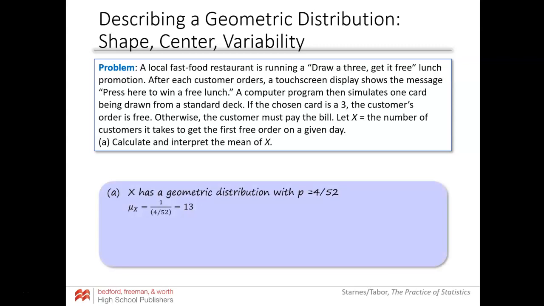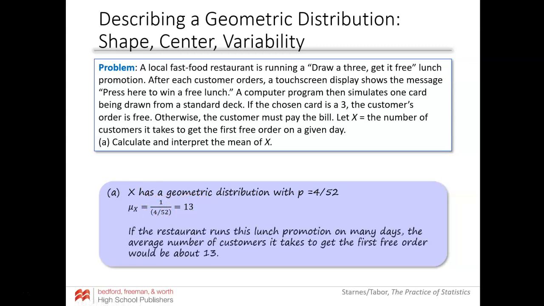So this is a geometric distribution because we don't know. It could be the first customer, it could be the third customer, it could be the 152nd customer. Like I have no idea when we're finally going to get that winner. So to find the mean, they do the 1 over p formula, which is 13. Notice the parentheses are on that fraction in the denominator. To interpret that, we say if the restaurant runs this promotion on many, many days, the average number of customers that it will take to get the first order free would be about 13.